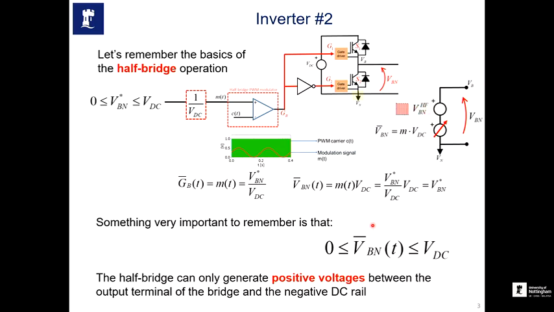Okay. Now, the main message I want to give here is that with this circuit, we can only get positive voltages at the output of the VBN, because it goes from 0 to VDC. Basically, if you use this circuit, you can get a sinusoidal signal, but only positive voltages. Will that be good enough for our inverter?